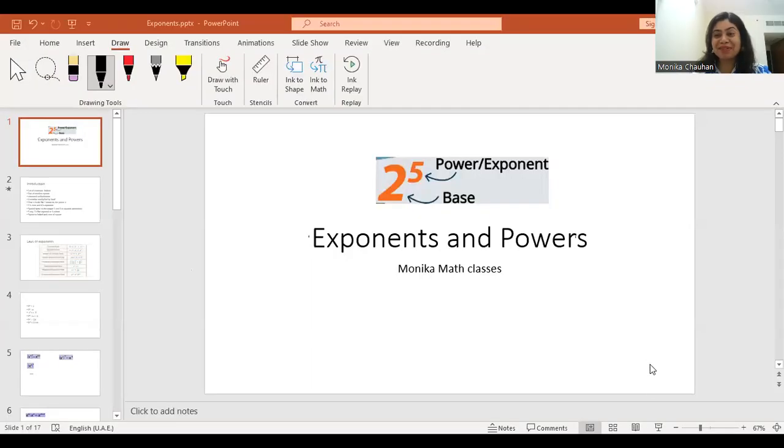And this topic is also part of number system. Now, can you guess what it could be? So let's see which will be now. So here we go. This is exponents and powers.